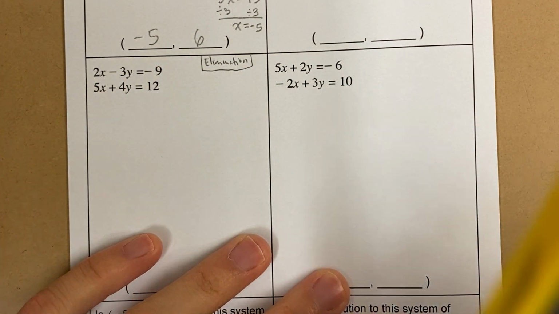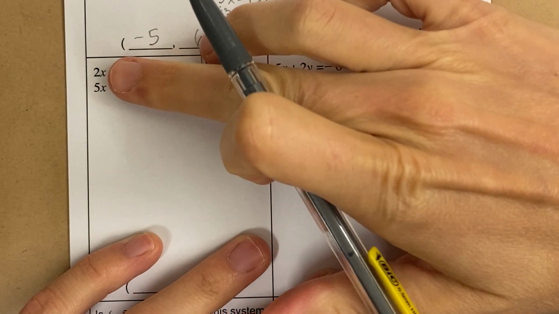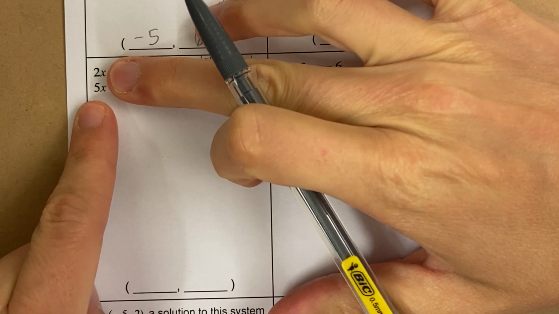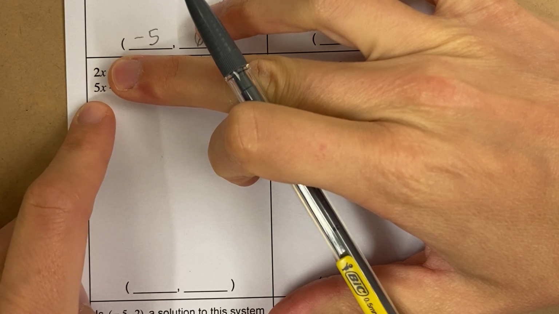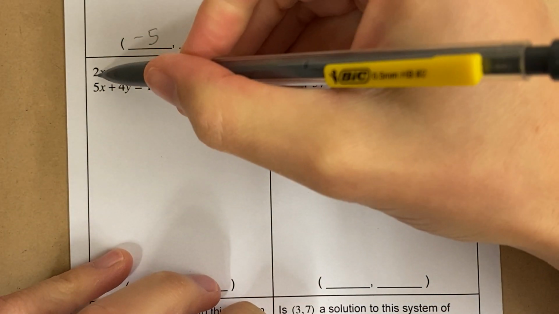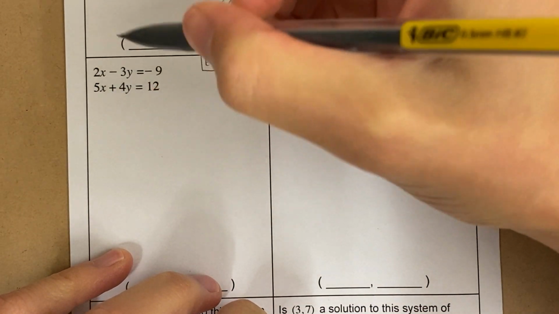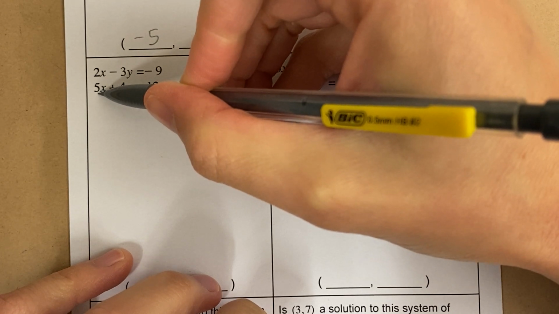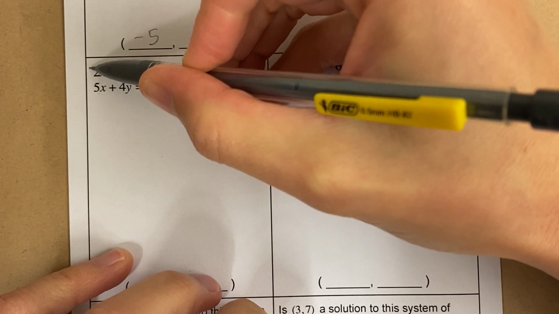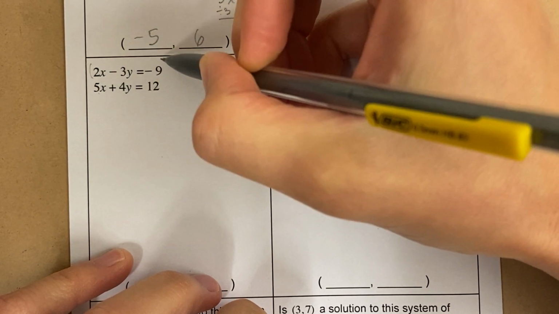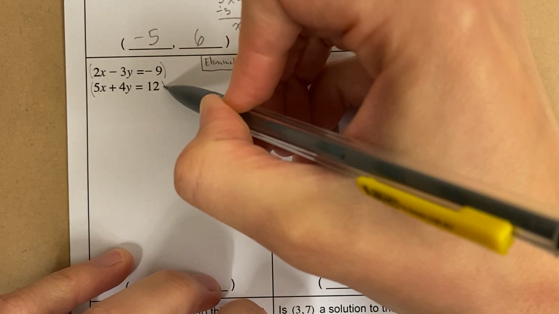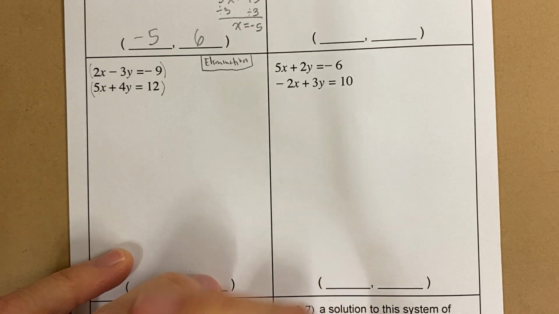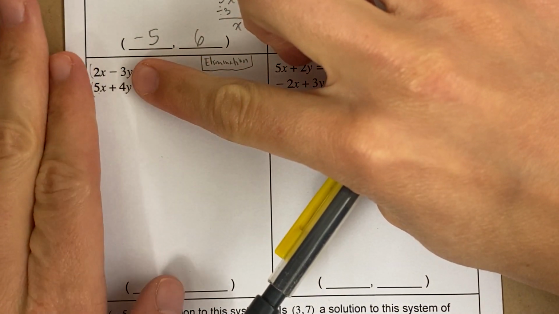So what I'm going to do is observe, okay, I could cancel out the x's. That'd be one option. And I think to myself, if I were going to cancel out the x's, 2 times 5 is 10. So I would make this positive 10 and make this a negative 10. How would I do that? I'd multiply this top equation by 5, make it positive 10. I'd multiply this bottom equation by negative 2 and make it negative 10. That'd be one option. The other option is I could cancel out the y's.